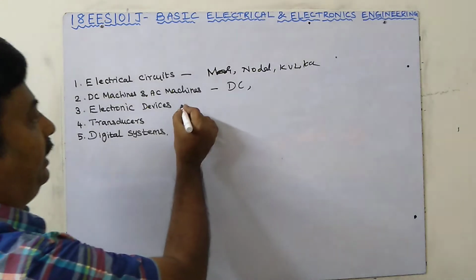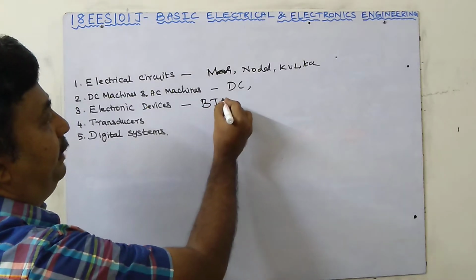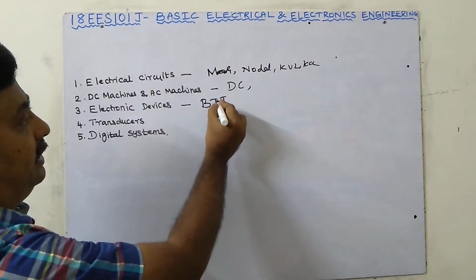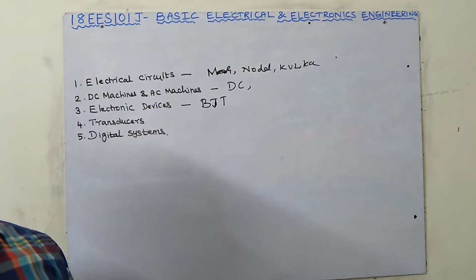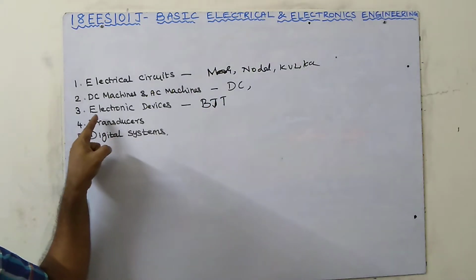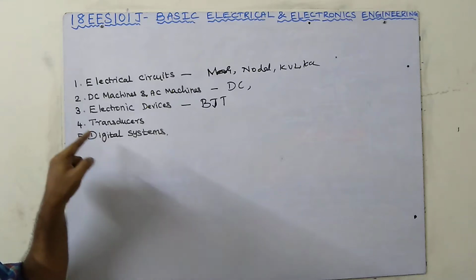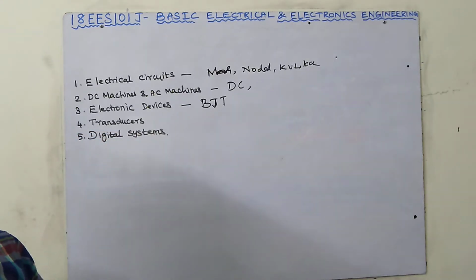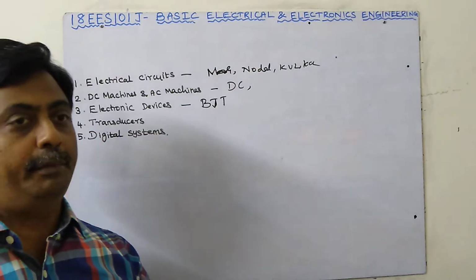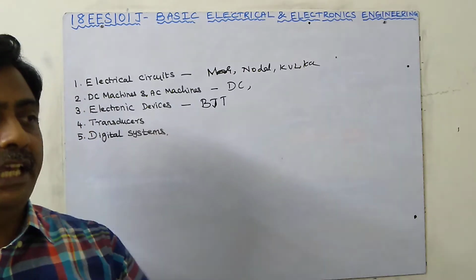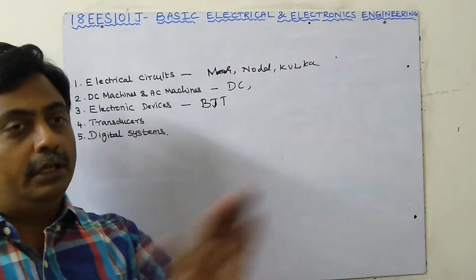We are going to say BJT, that means bipolar junction transistor, then FET, MOSFET. These are the things we are going to study in electronic devices. In the 5th unit we are going to see about transducers. Transducers means they convert one form of energy into another form of energy, here into electrical energy.